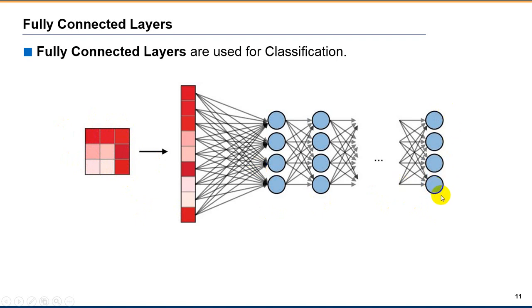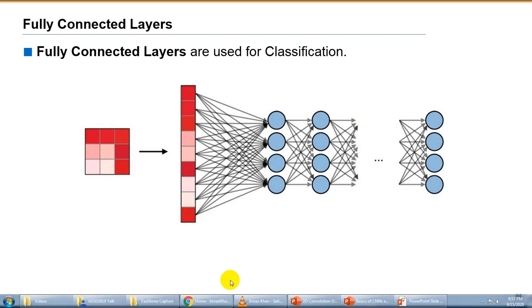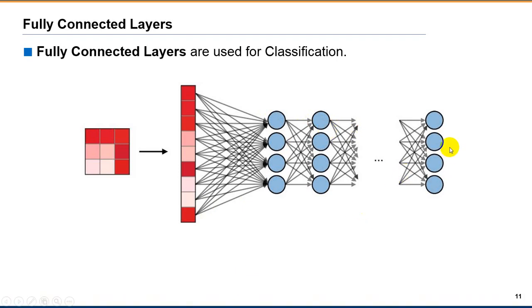In convolution layers, each neuron was connected to its neighborhood, but in fully connected layers we have to take the input from all the neurons, or we can say all the pixels of the previous layer.